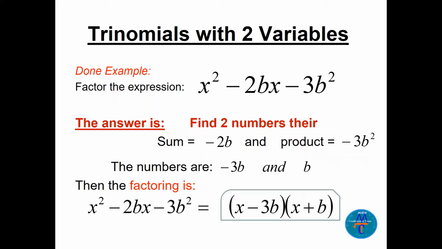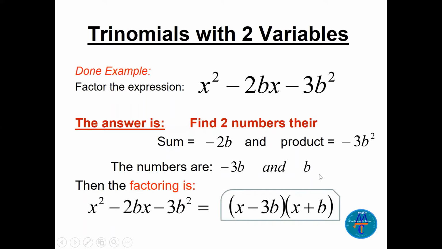It looks like a difficult example: trinomials with two variables. We have x and we have b. x squared minus 2bx minus 3b squared. It looks difficult, but we also check the three terms. This is not perfect, and the leading coefficient here is 1. So let's find two numbers. Their sum is the coefficient of x, minus 2b. Their product is minus 3b squared. So these numbers are minus 3b and b.